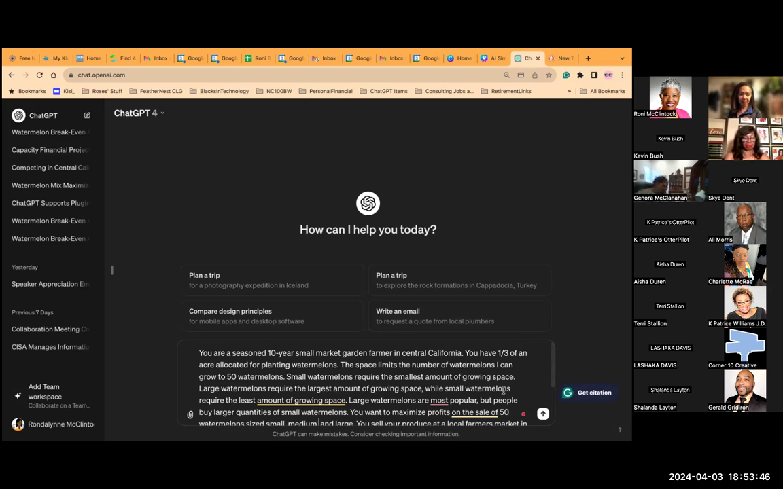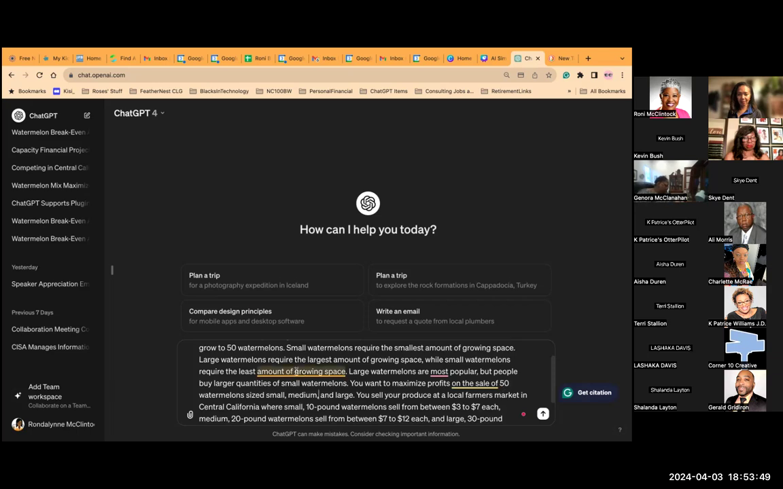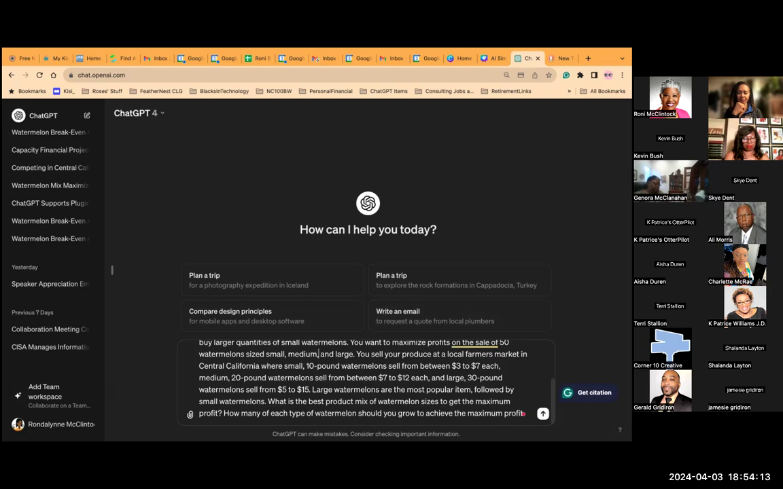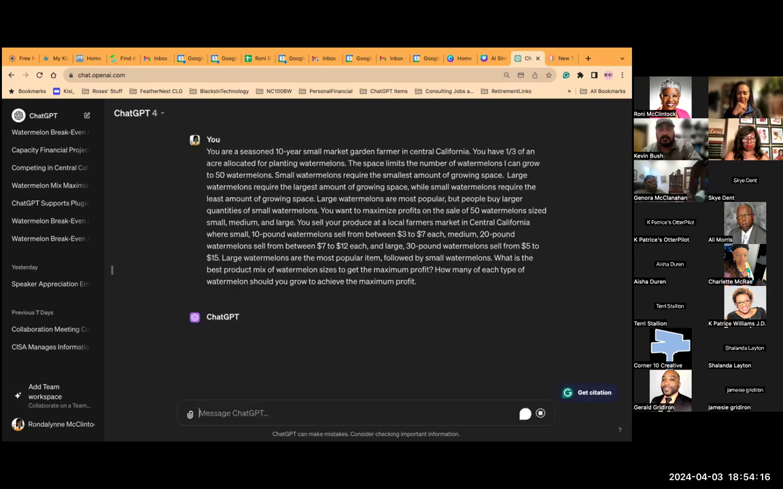In this one, also, the nuances are that large watermelons are the most popular. People want the big ones, but they buy more quantities of small. So you don't want to discount that. Someone may come and buy 4 small ones versus one large one. So you want to take that into account when you're looking at your product mix. Again, you're going to know the nuances of your product or service. So let's see what it'll do for us in just a matter of seconds.